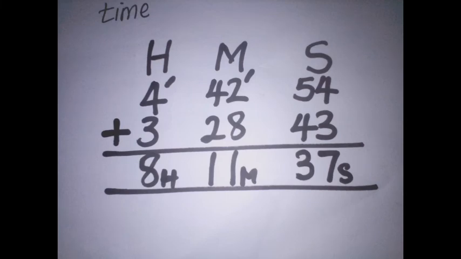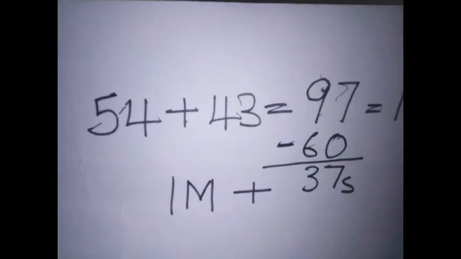The first thing we do is to write HMS, that is hour, minute and seconds, and put each value under HMS. Now the first part is to add 54 to 43 seconds. Therefore, 54 plus 43 will give us 97. Now 97 cannot be written down because it's bigger than 60. So we subtract 60 from 97. When we do this, we get 37 seconds.